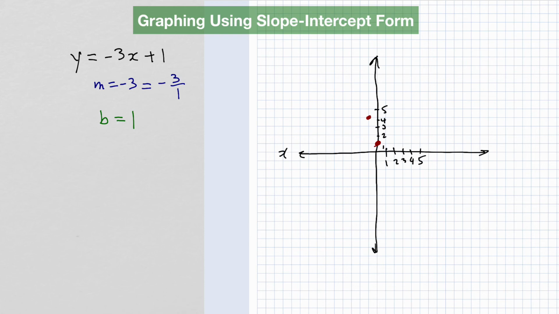Okay, now you can also do the opposite and still have a negative slope, meaning I can go down 3, 1, 2, 3, but instead of going to the left, we're going to go to the right. So that puts us right here. So we put a dot there. And then we connect the dots, and there's our line.